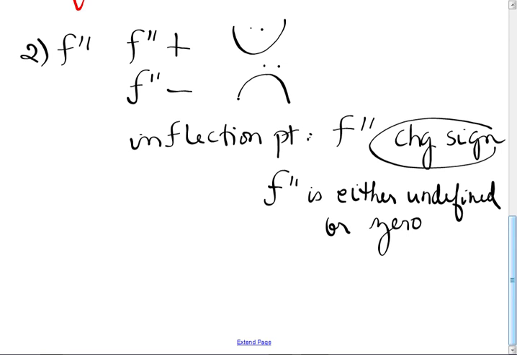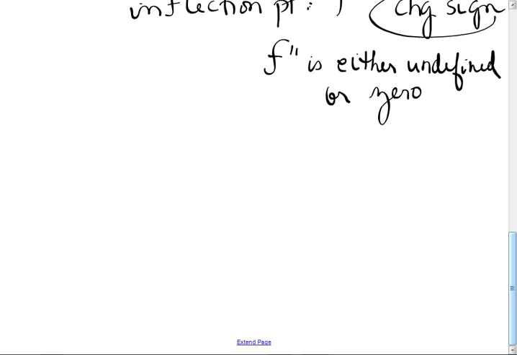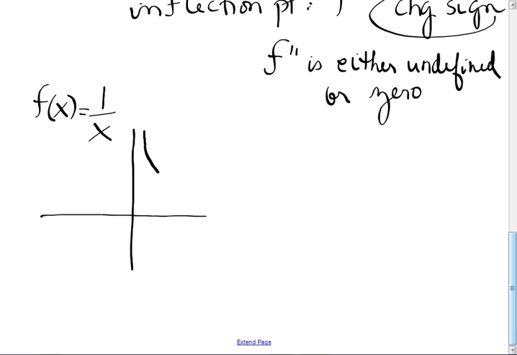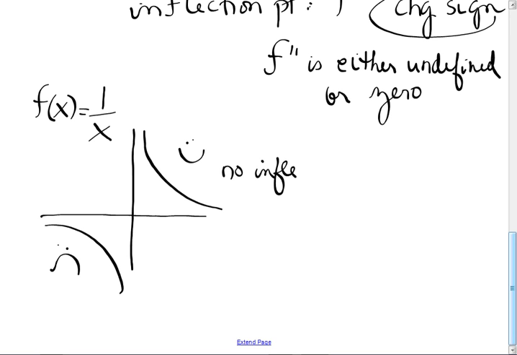We have another problem here. I gave you an example of f of x equals 1 over x. Do you remember what that looks like? Looks like this, right? This is concave up. This is concave down. Is there an inflection point? No. The point has to be on the graph. No inflection points. And if you think about it, that makes sense. The point's got to be on the graph.